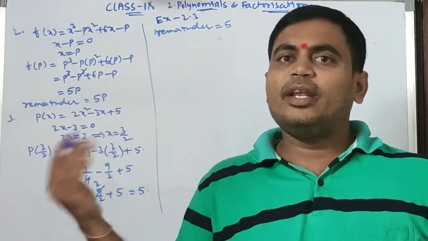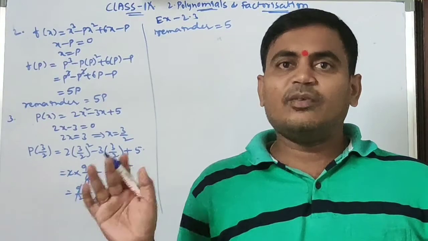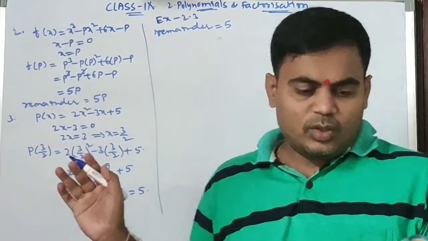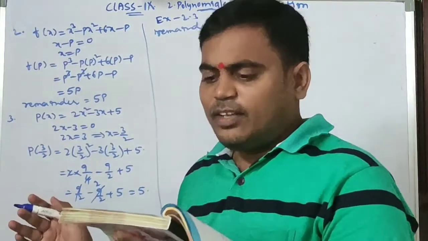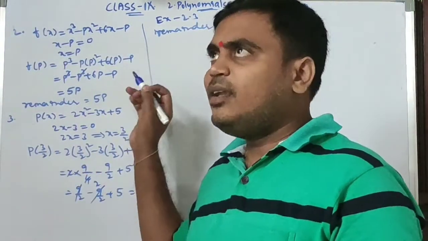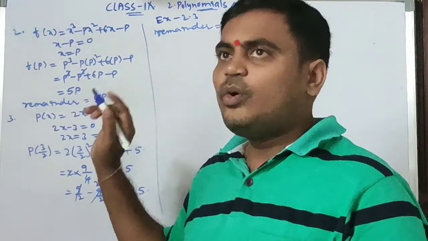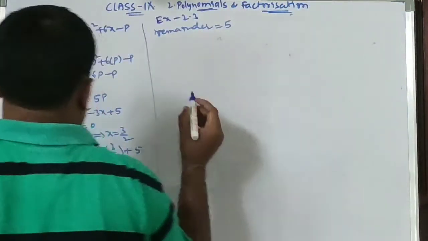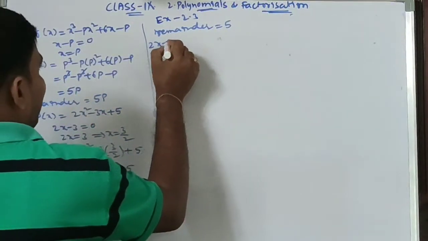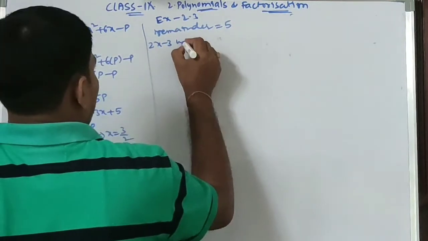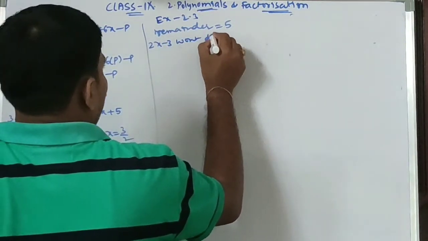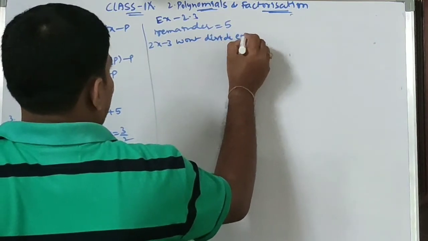So when we are dividing a polynomial with another polynomial, if the remainder is equal to 0, then only it is a factor. If the remainder is not equal to 0, then it is not a factor. So here, remainder exists other than 0, so it won't be divided. So 2x minus 3 won't divide exactly.